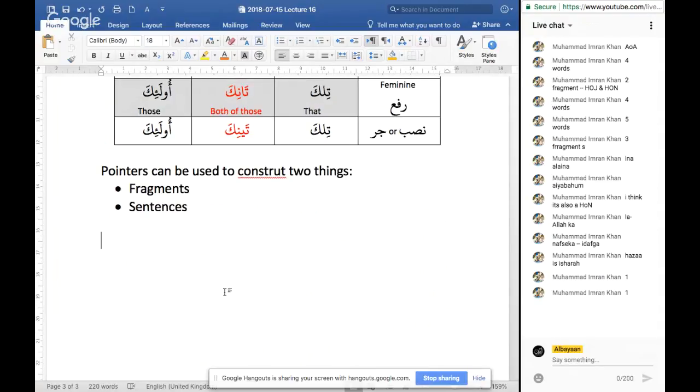Fragments with the pointers. Fragments with the pointers are made just by following two rules. They're just two rules to make fragments with pointers, okay? There are two rules to follow.